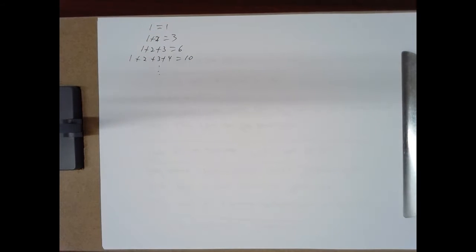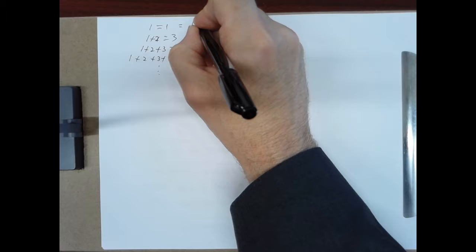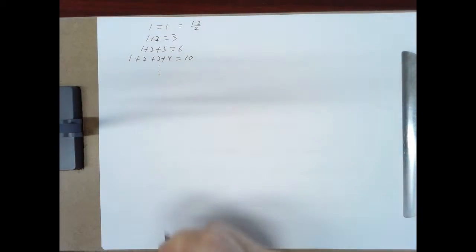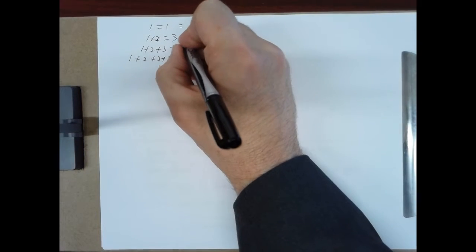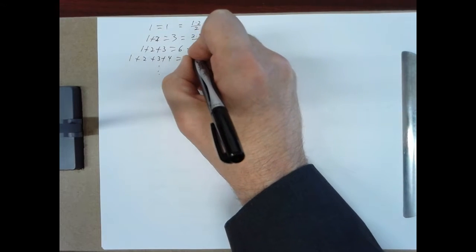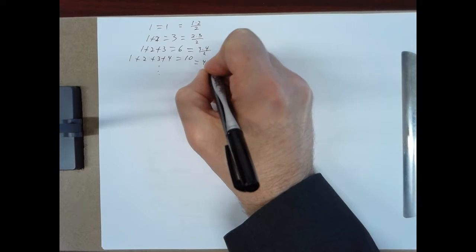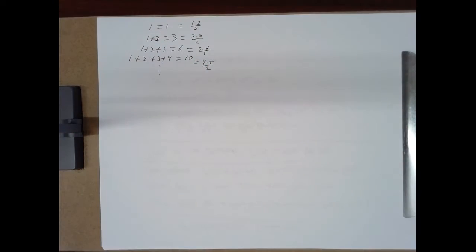So if we add consecutive integers, we get this series of triangular numbers, 1, 3, 6, 10, and so on. We talked about this a little the other day. And we might observe that 1 is equal to 1 times 2 divided by 2. 3 is equal to 2 times 3 divided by 2. 6 is equal to 3 times 4 divided by 2. 10 is equal to 4 times 5 divided by 2. And there seems to be a pattern here.